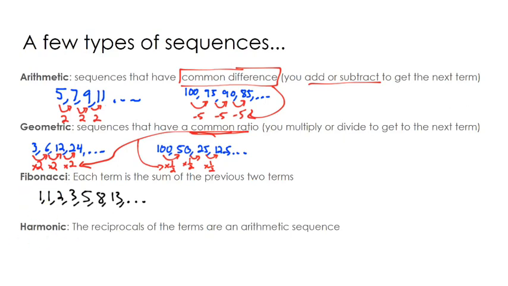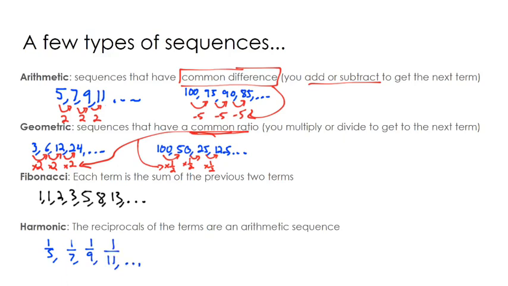And lastly, this is not all the types of sequences, but these are some of the more popular ones. A harmonic sequence would be a sequence where the reciprocals of the terms are an arithmetic sequence. So I'll use this arithmetic sequence, and a harmonic sequence would just be 1 over each of those numbers: 1/5, 1/7, 1/9, 1/11, so on and so forth.